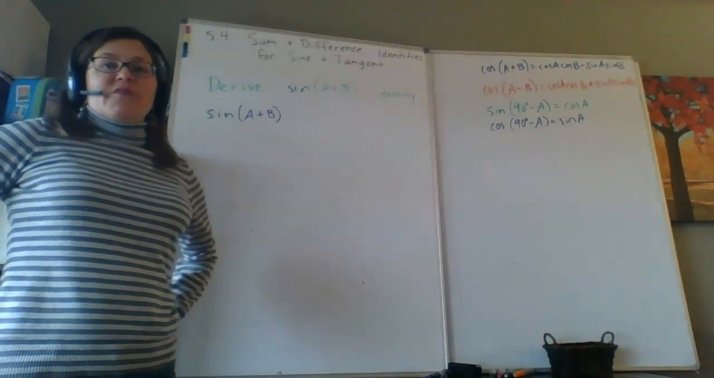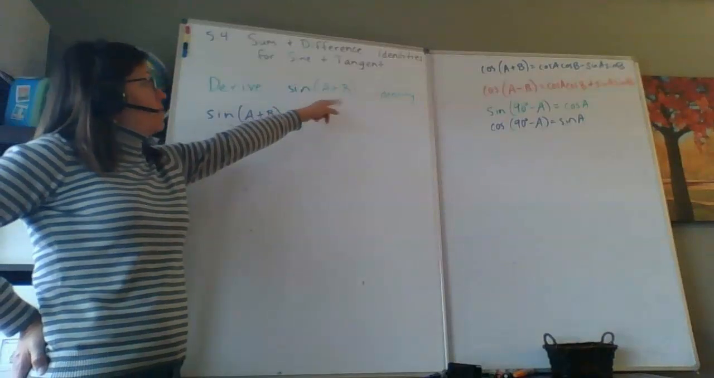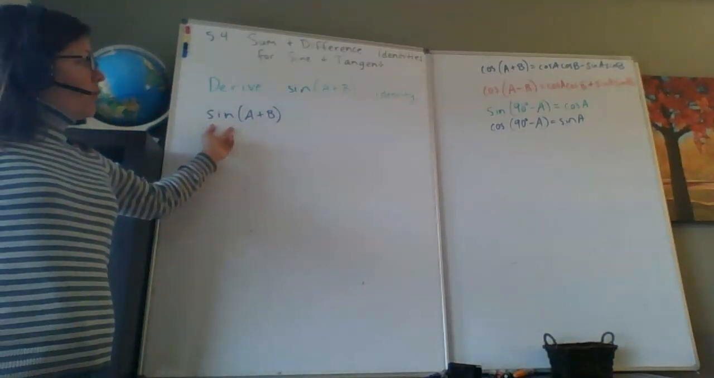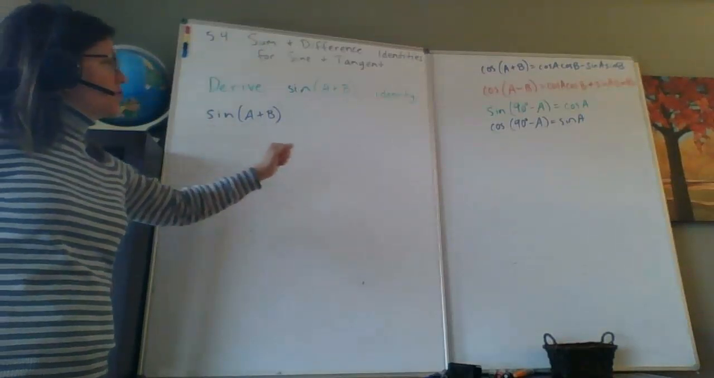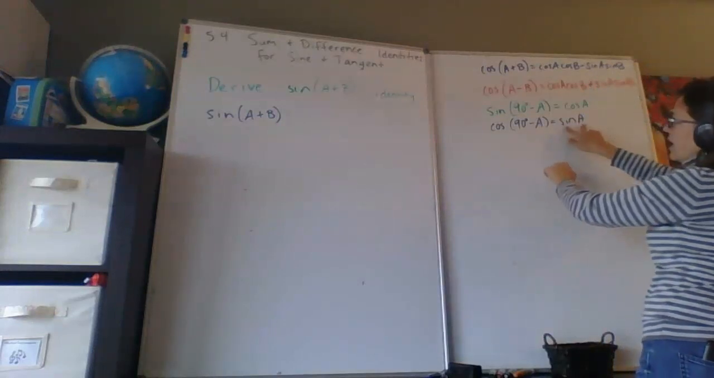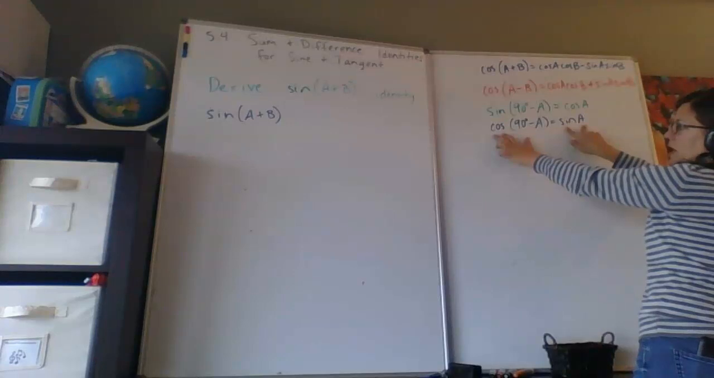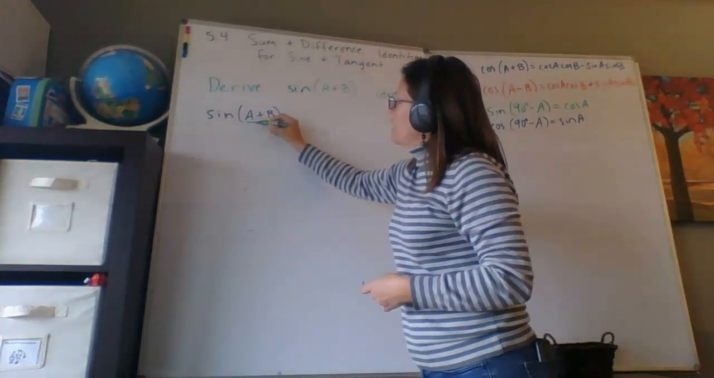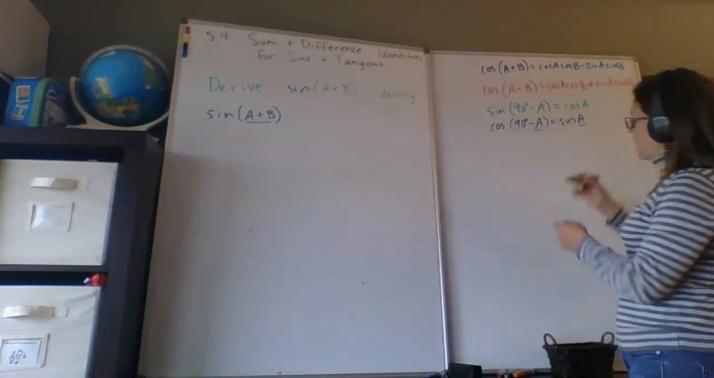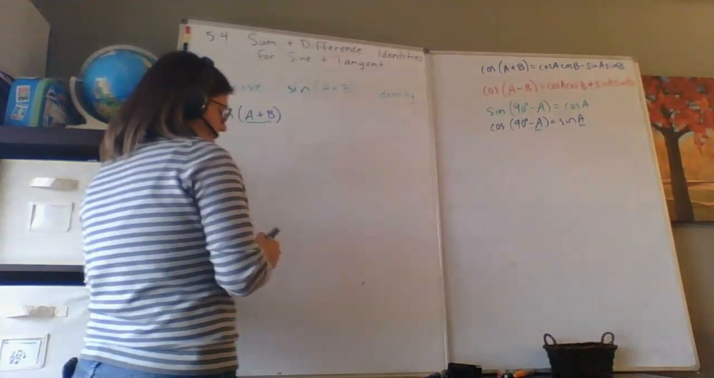Welcome to 5.4. We are going to derive sine of a plus b. We're going to start with sine of a plus b, and we're going to use the cofunction identities. So we're actually going to use this one right here, where the sine of a is the same as the cosine of 90 degrees minus a. So our a here is actually a plus b, so we'll be plugging in a plus b for a into that identity.